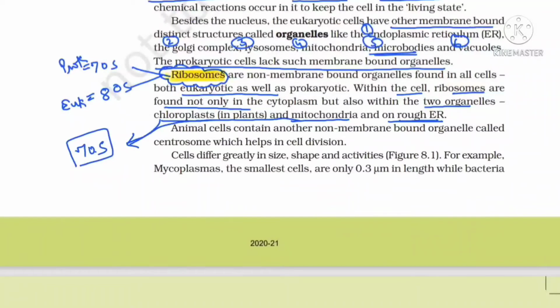Another membraneless cell organelle is the centrosome. But centrosomes are present only in animal cells. It is another non-membrane bound cell organelle, and it helps in cell division. So I think the outline is clear. Now let me make the mind map to explain it to you. Just one minute.